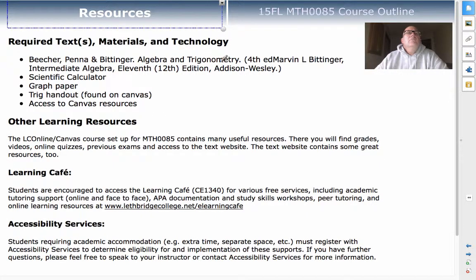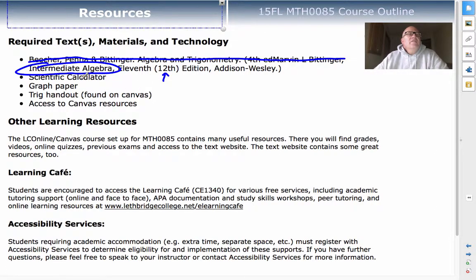That doesn't look like the right textbook. It's not this one. That's interesting that got up there. It's this one right here, Intermediate Algebra. I think they're on the 12th edition currently.